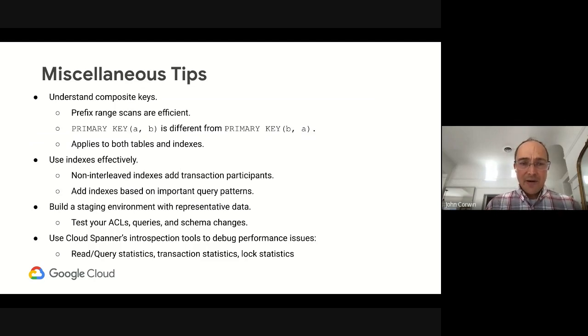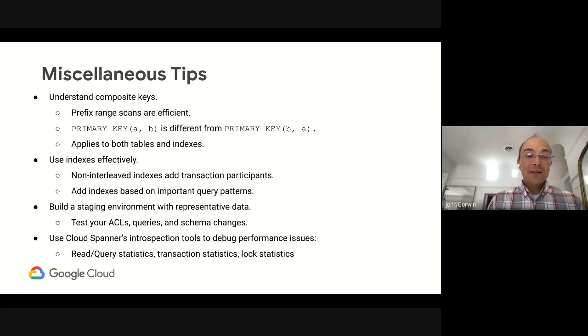Next, build a staging environment with representative data. Just general great software engineering practice. Have an environment that has representative data that you can really test things against. Test things like ACLs, test things like different queries, schema changes. Do that there before it hits production. That's kind of obvious to a lot of people.